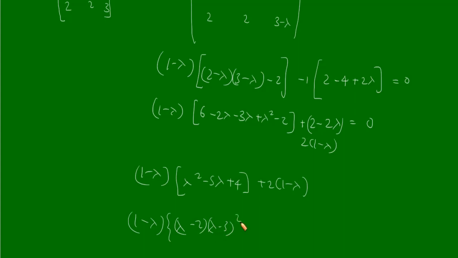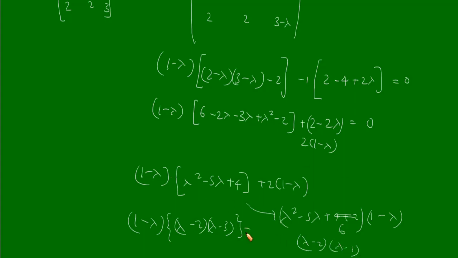Okay, so this can be written like this. How? Because if I take 1 minus lambda outside, then the remaining thing will be here, lambda square minus 5 lambda plus 4, then this will be 2 here, plus 2 into 1 minus lambda, and 4 plus 2 will be equal to 6. So lambda square minus 5 lambda plus 6, and this can be written as lambda minus 2 into lambda minus 3.